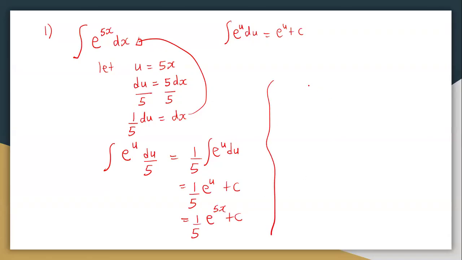Alternatively, you can use the other approach. When I have the integral of e^(5x) dx, I take what I have as my power and differentiate it. When you differentiate 5x, you get 5. So I say 1 out of 5, then I write back my original function, then I say plus a constant.